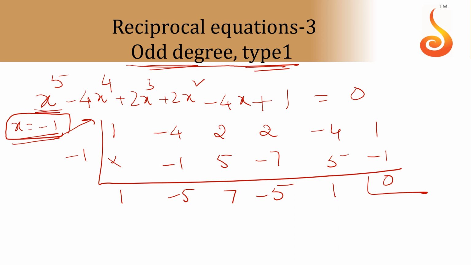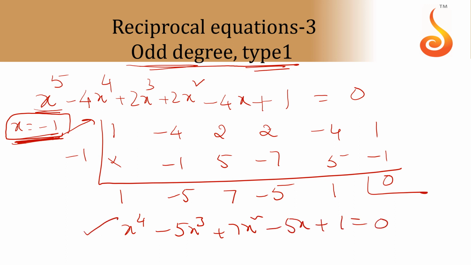So it's a fifth degree, no? I did synthetic division with x plus 1. Its meaning is, leftover will be x power 4, fourth degree, minus 5x cube plus 7x square minus 5x plus 1 equal to 0. Did you observe anything? So for odd degree type 1, minus 1 is a compulsory root. So if I divide with minus 1, I will be left over with a fourth degree equation. But if I observe carefully, it is even degree type 1.